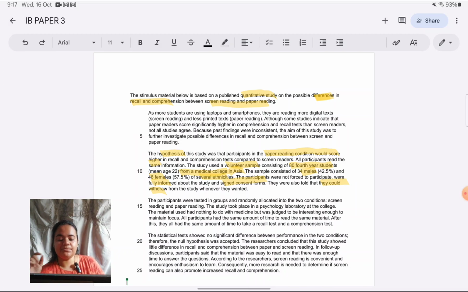The participants were tested in groups and randomly allocated into two conditions. One, random allocation is again a feature of a true experiment. So now finally I know this is a true experiment. Secondly, it can help me to answer the question on research method and characteristics. Another thing is, when it comes again to biases and credibility, random allocation can be a strength of any study. So here there are two conditions into which random allocation was done, as we would expect. One is screen reading and the other is paper reading.